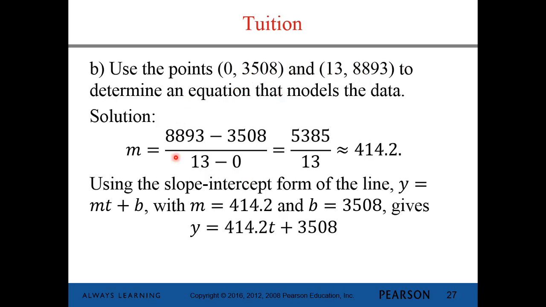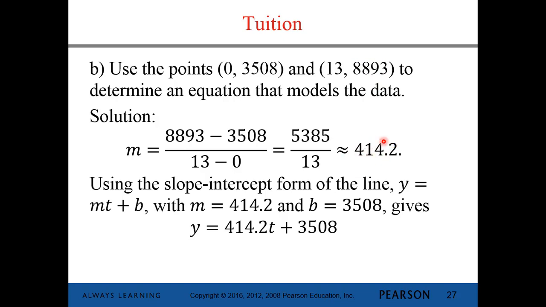And so we just use these two points, and of course we have to get the slope. So we use our slope formula, and we find that the slope is 414.2. Notice that we go out to four digits here, because the data that we have has four significant digits. So we want to make sure we have four significant digits in our approximations. Another way to look at it is that we always go out one more decimal place for accuracy.